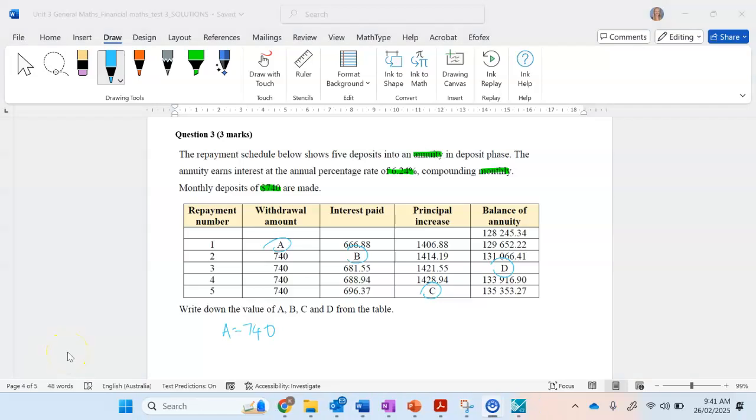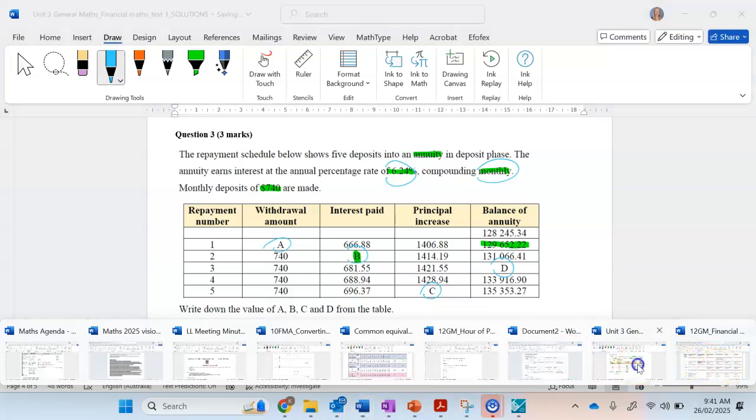For your interest paid, and I'll show you a formula in a sec, this value here is just a percentage of this value here. So it's told us that we've got 6.2% compounding monthly. So it's not 6.2% of this highlighted value, the 129,652. It's 6.24 divided by 12 of that. So I'll just show you the formula.